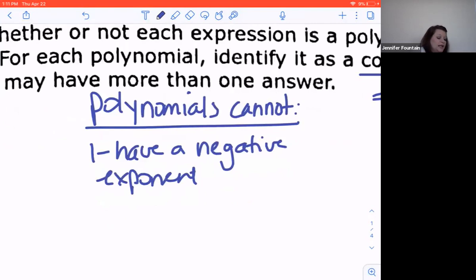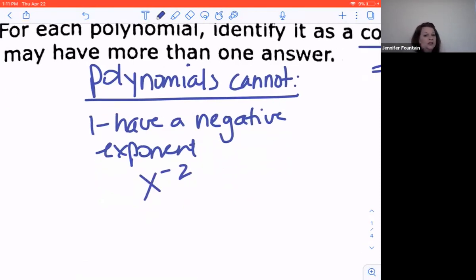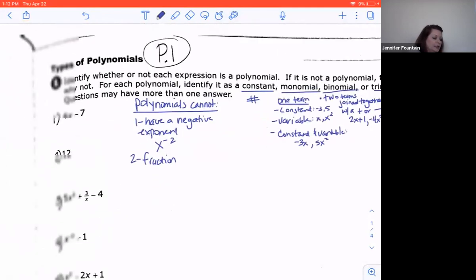So remember we said I could not have next to this x to the -2nd power. That's what a negative exponent is, when I have something to a negative exponent. The second thing we said we could not have was what? Do you remember? We could not have a fraction.